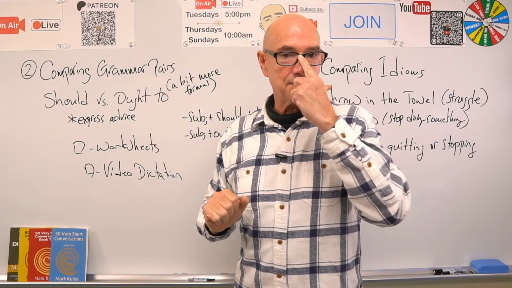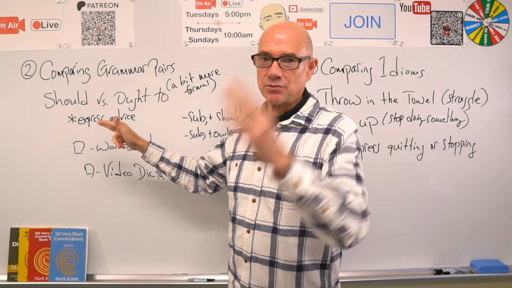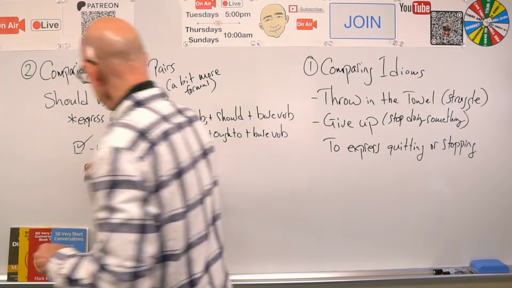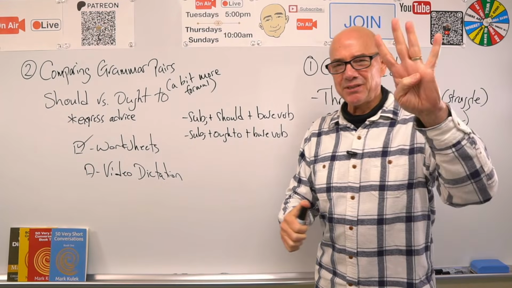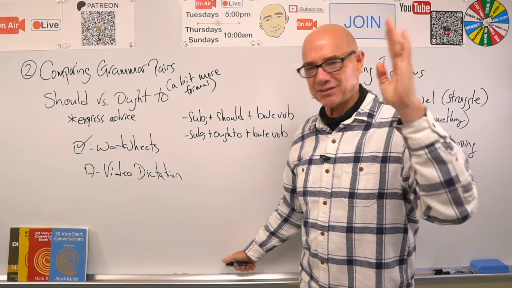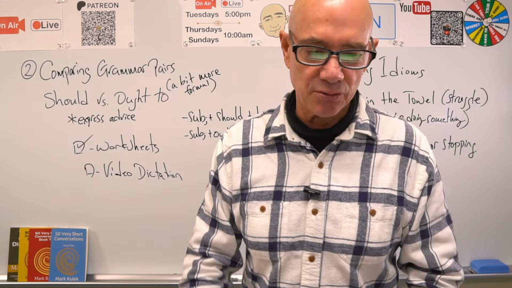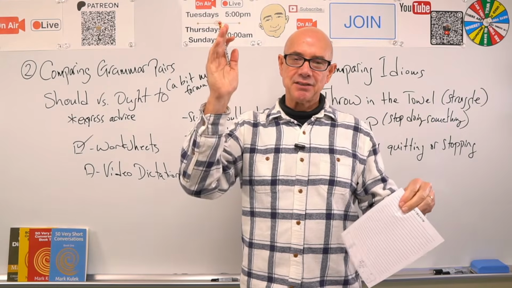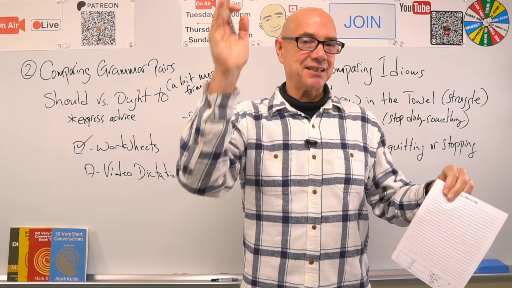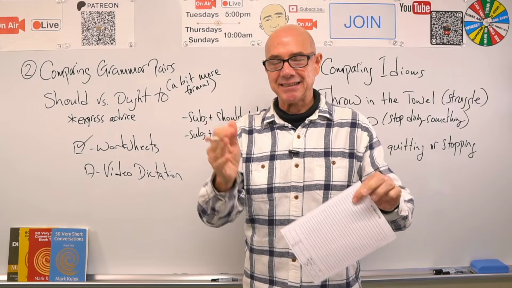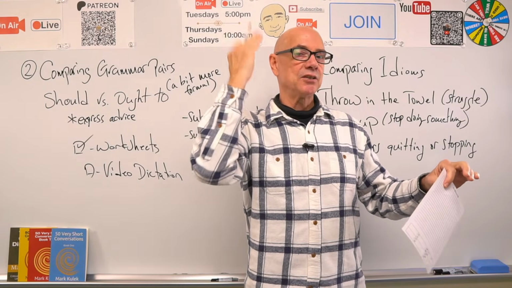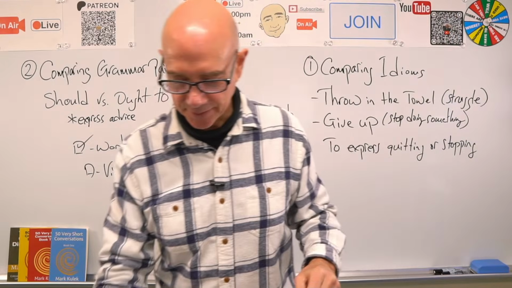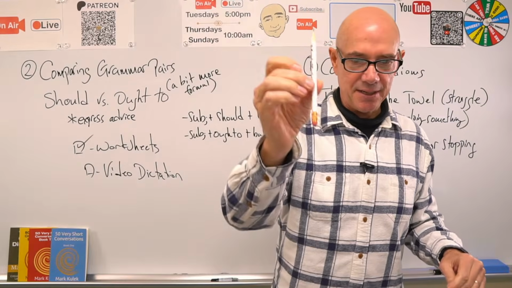All right, so that was the worksheets. Let's check the box. Okay, now we're going to do video dictation. Only 4 sentences, so it's not going to be too long. And you need a pencil and you need paper because you will listen and write down the sentences word for word. Okay, that's dictation. I will say the sentences. You will listen and write them down. So paper and pencil.